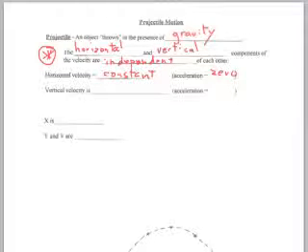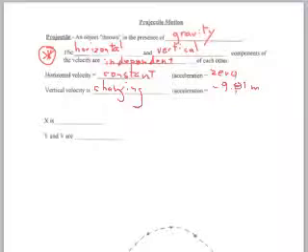However, the vertical velocity is changing. It's changing due to gravity. The acceleration is negative 9.81 meters per second squared. A lot of times, as before, we're going to round it off to negative 10 meters per second squared.